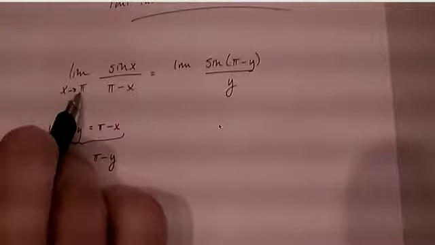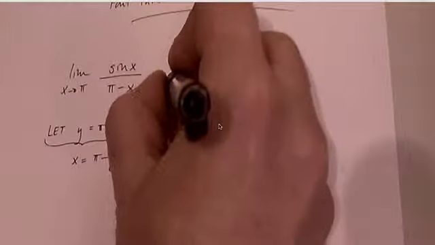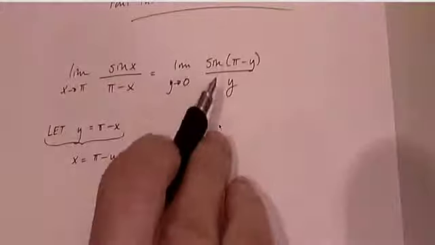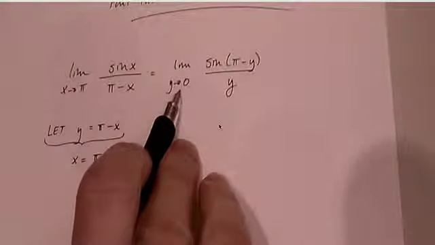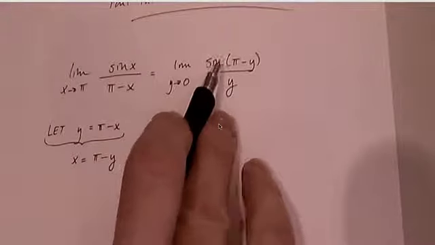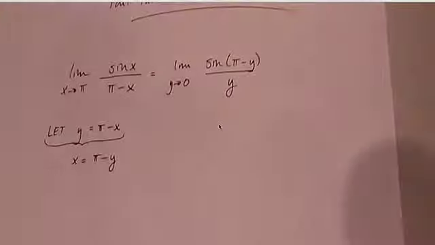Now, as x goes to pi, y goes to pi minus pi, right? So as x goes to pi, y goes to pi minus pi, or y goes to 0. So once I've changed that, I now have the denominator in terms of a monomial. The question is, how do I get this numerator to become just sine y?